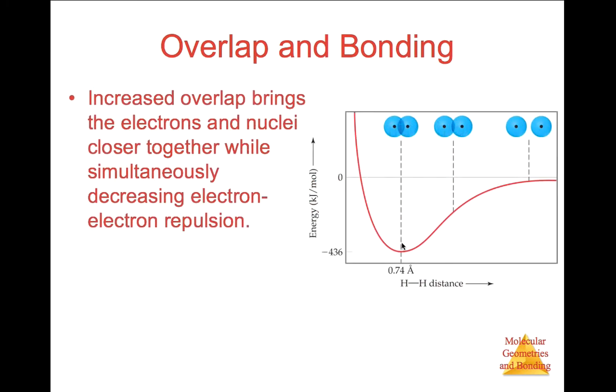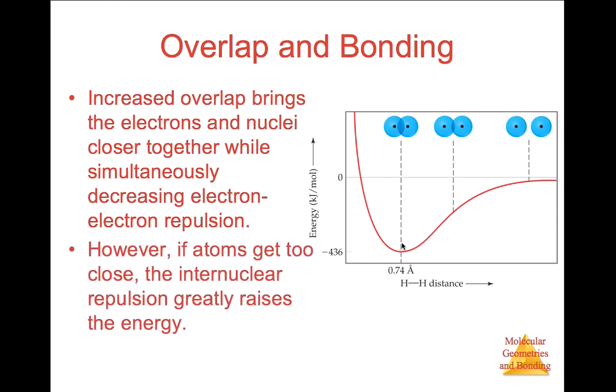Increase in overlap brings the electrons and nuclei closer together while simultaneously decreasing electron-electron repulsion. However, if an atom gets too close, the internuclear repulsion greatly raises the energy. We can see here on this graph, this distance of the nuclei apart gives the least amount of energy and would actually make the perfect overlap. If we get closer and closer still, notice the energy goes up and there will be too much repulsion between the nuclei for it to stick together.